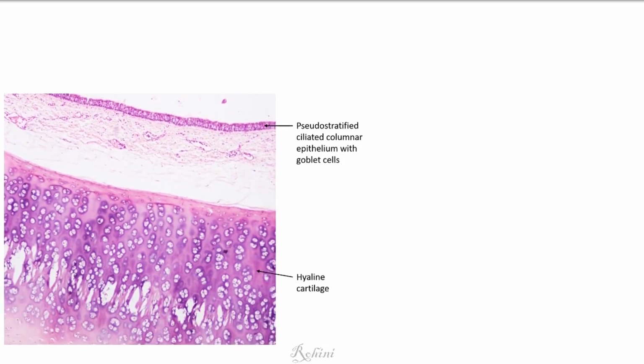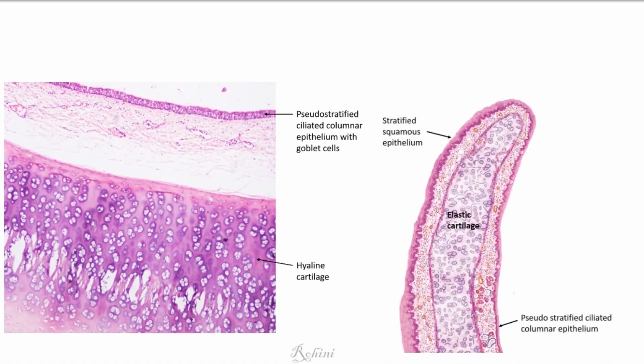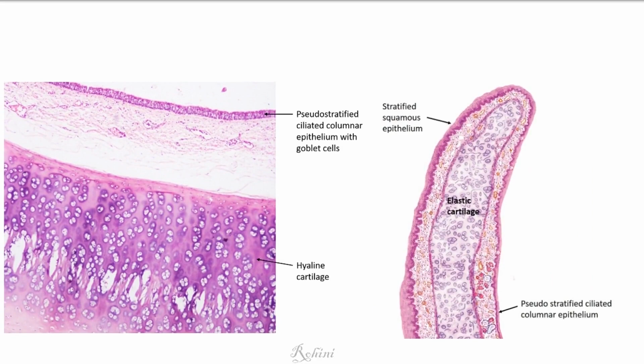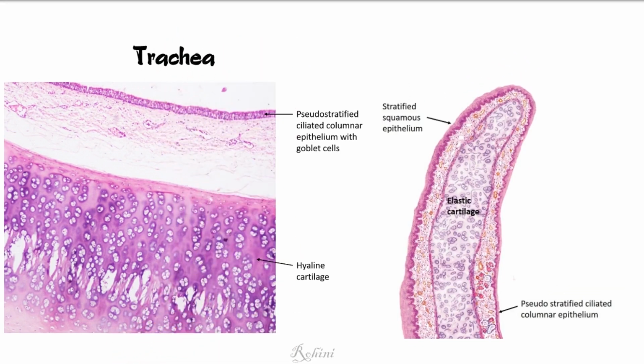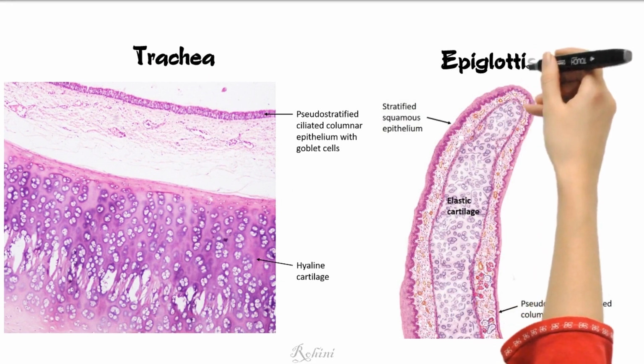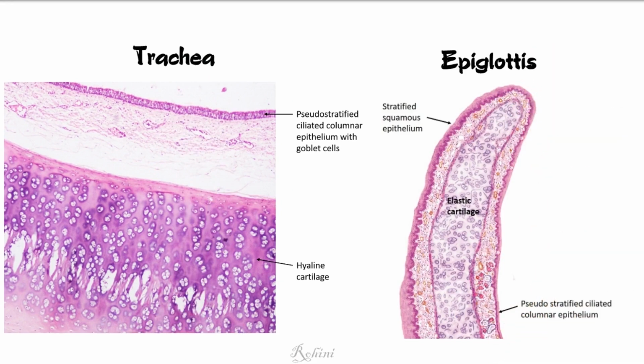Two slides often mistaken are seen here. Observe the type of cartilage and the lining epithelium. In trachea it is the hyaline cartilage whereas in epiglottis it is the elastic cartilage. The lining epithelium in the case of epiglottis is of two types, stratified squamous, and we also see the respiratory epithelium, which should help to differentiate the two slides.